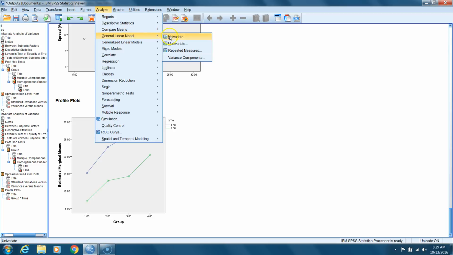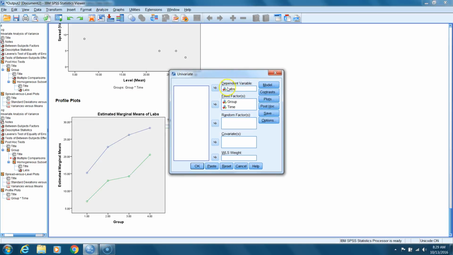We went to univariate, and we placed our dependent variable of labs into the dependent variable box, and our factors are both fixed, so group and time are in our fixed factors section of our dialog box here.